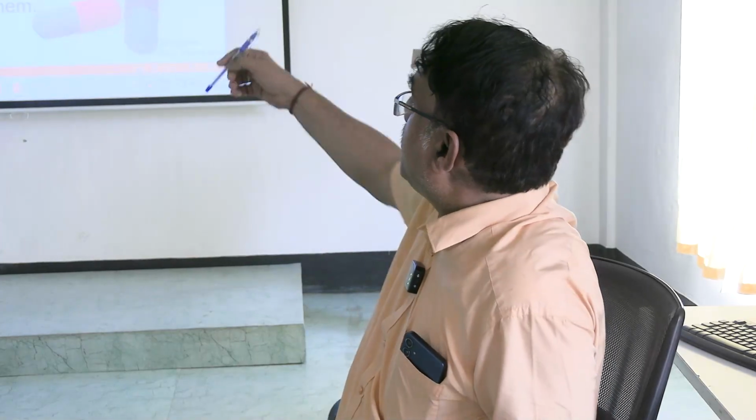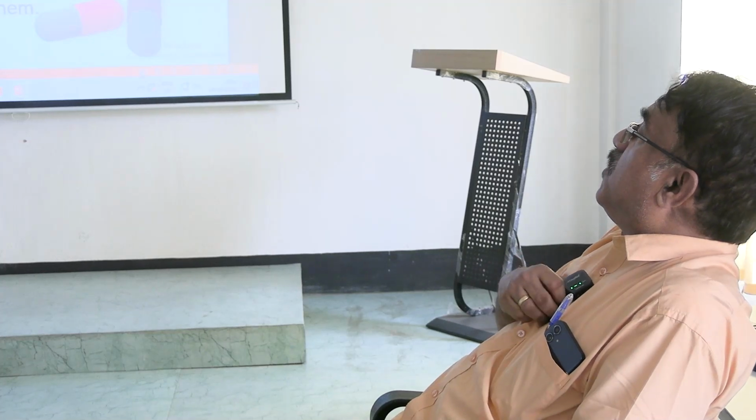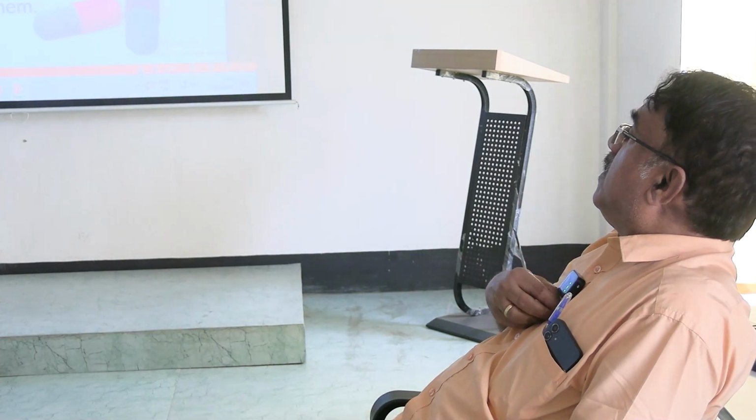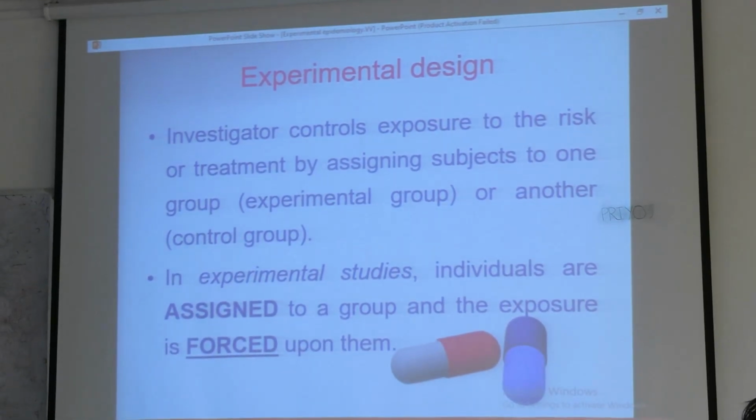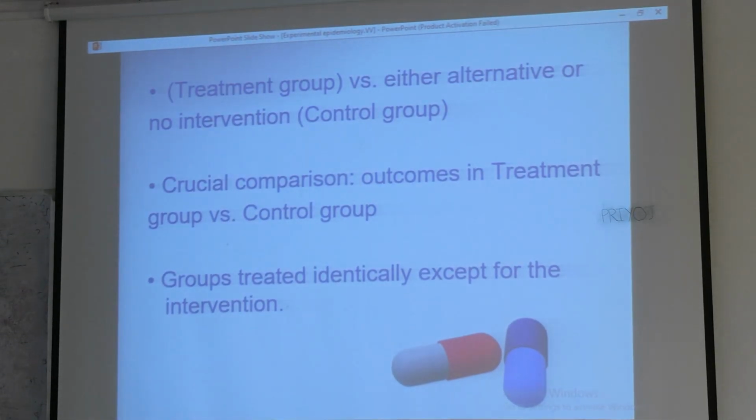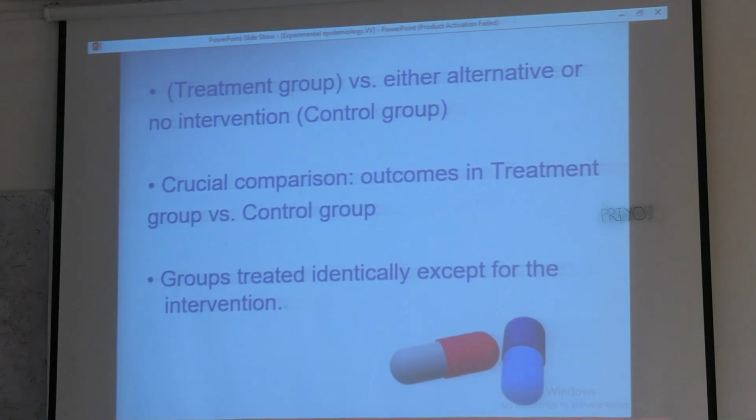I want to see whether the drug works for you 3, and whether the other drug works for the 2 of you. The other drug may be the same drug, another drug, or a placebo. The investigator controls exposure to the risk or treatment by assigning subjects to one group or another. The individual is assigned a group and the exposure is forced upon them. So 3 of you are the treatment group, 2 of you are the control group.